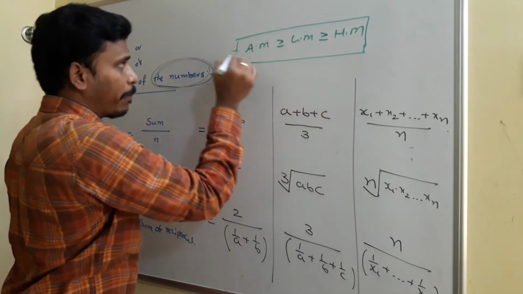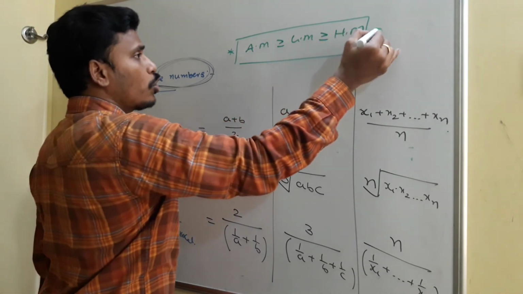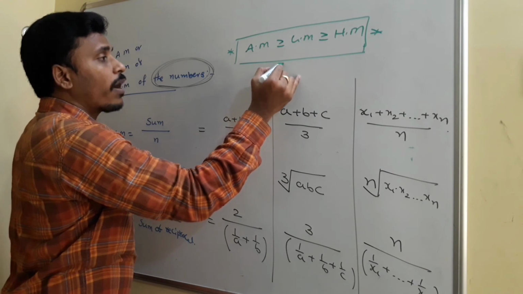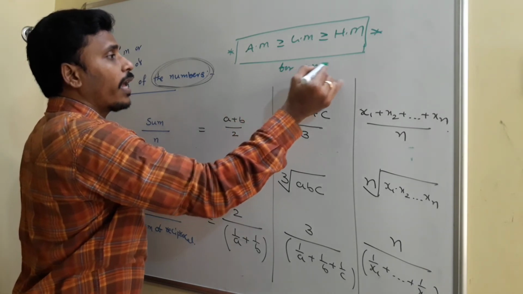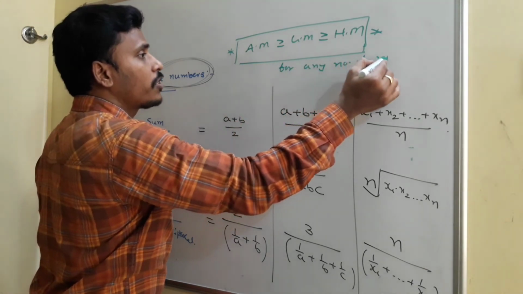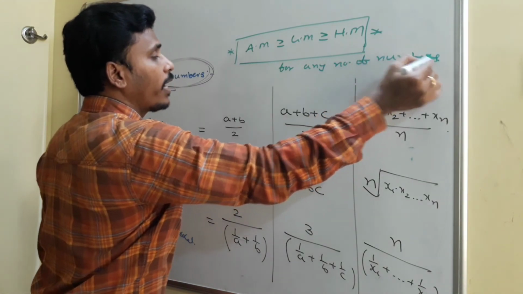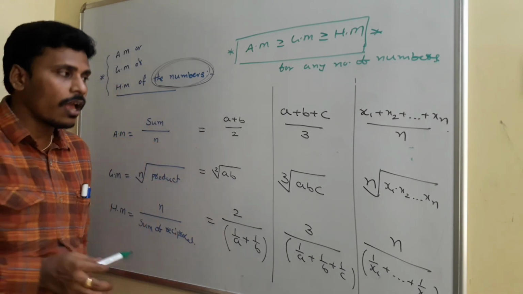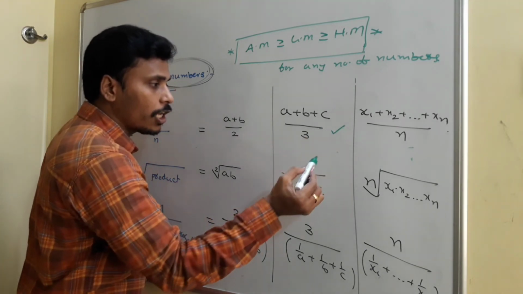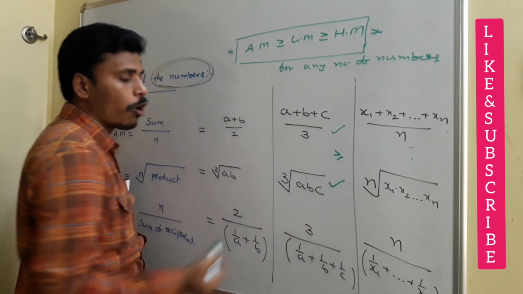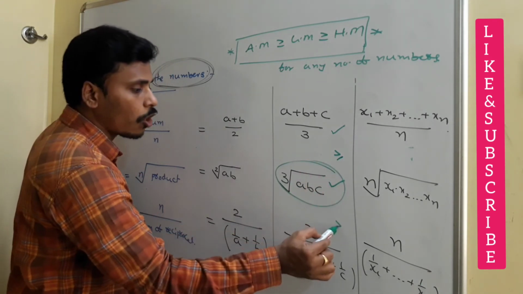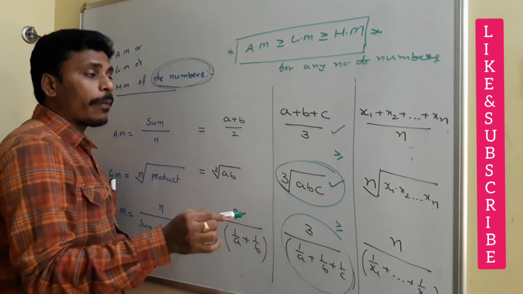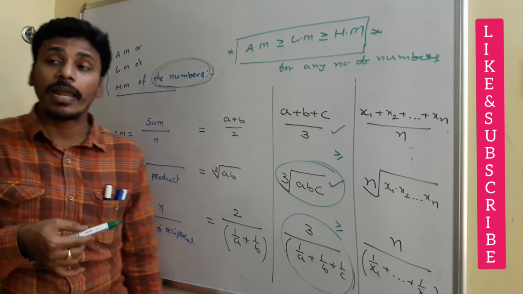And this particular statement, arithmetic mean greater than or equals to geometric mean greater than or equals to harmonic mean, is a true statement for any number of numbers. This is true for 3 numbers, 4 numbers, 5 numbers and n numbers also. Suppose you take any 3 numbers. For those 3 numbers, this arithmetic mean is always greater than or equals to this geometric mean, and this geometric mean is always greater than or equals to this harmonic mean. Not only for 3 numbers, it happens for 4 numbers, 5 numbers and for n numbers also.